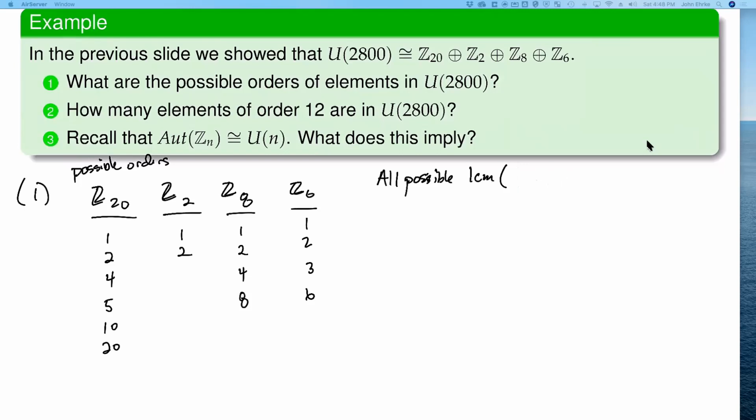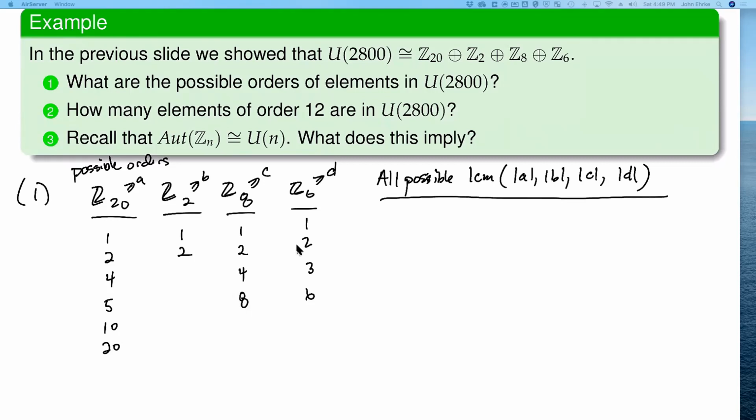So if I let A be an element of Z20, and I let B be an element of Z2, and I let C be an element of Z8, and I let D be an element of Z6, then I'm looking at all possible orders of those elements, right? So I'm playing a big matching game here. I'm thinking, okay, 1, 2, 8, 2. What's that least common multiple? 4, 2, 4, 2. What's that least common multiple?